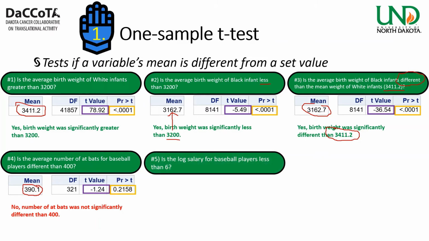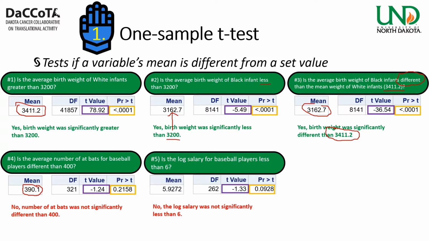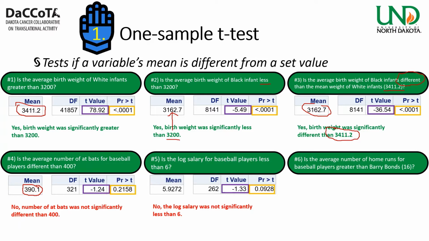Again, we could ask the same thing with log salary. If it's different from 6, we find that no, it's not significantly different. Finally, let's look at, is the average number of home runs greater than for a single player, say Barry Bonds here?